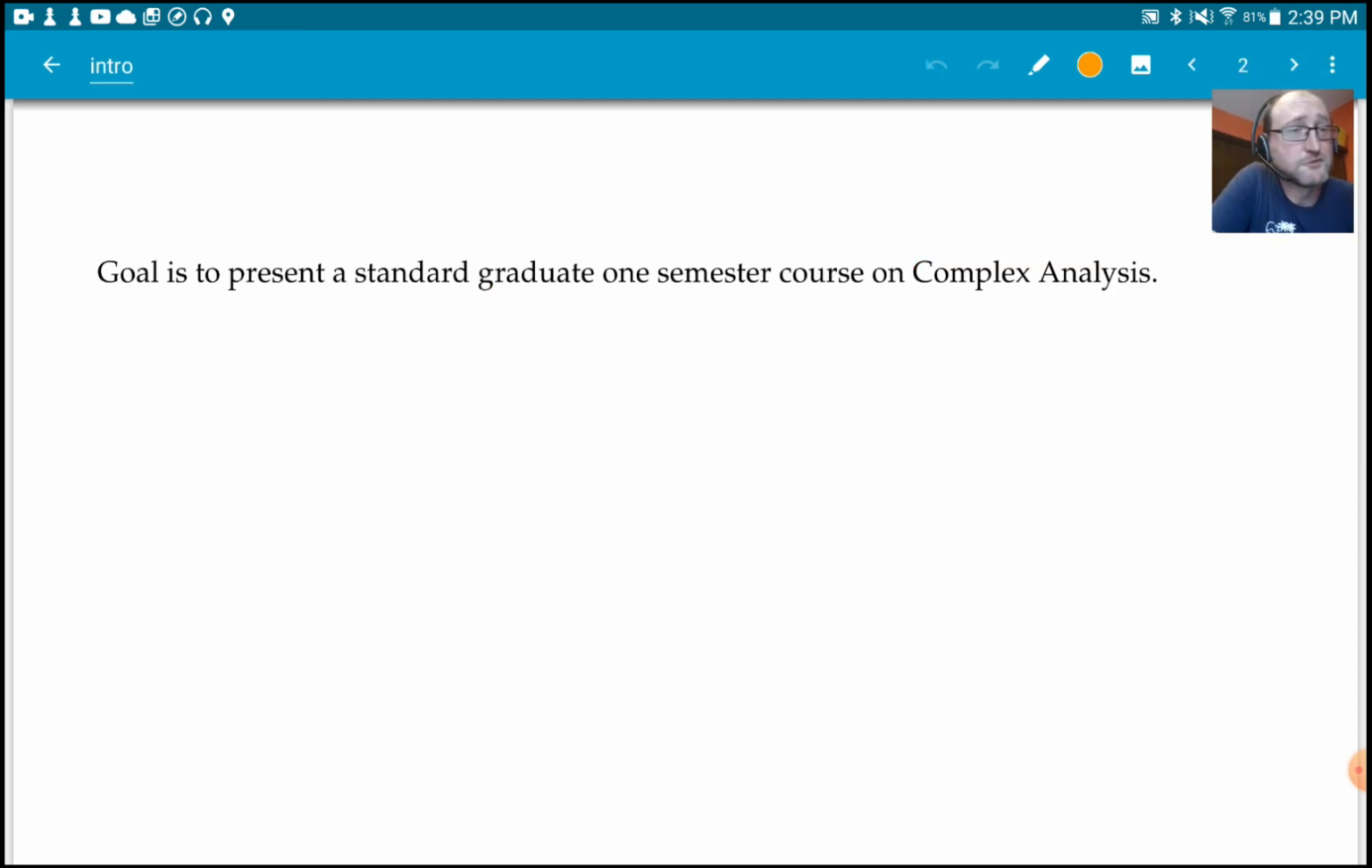So, what is the goal of this course? The goal is to present a standard one-semester graduate course on complex analysis. The sort of course that most graduate students in pure and applied mathematics would see when coming into graduate school in the first year, generally.